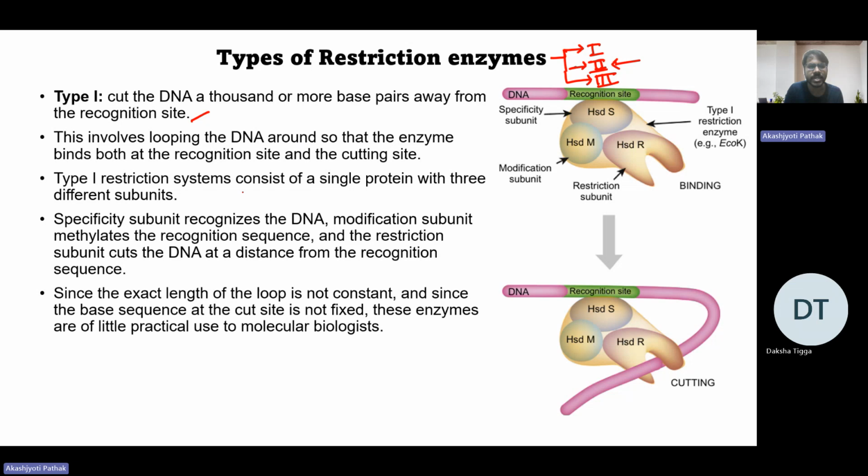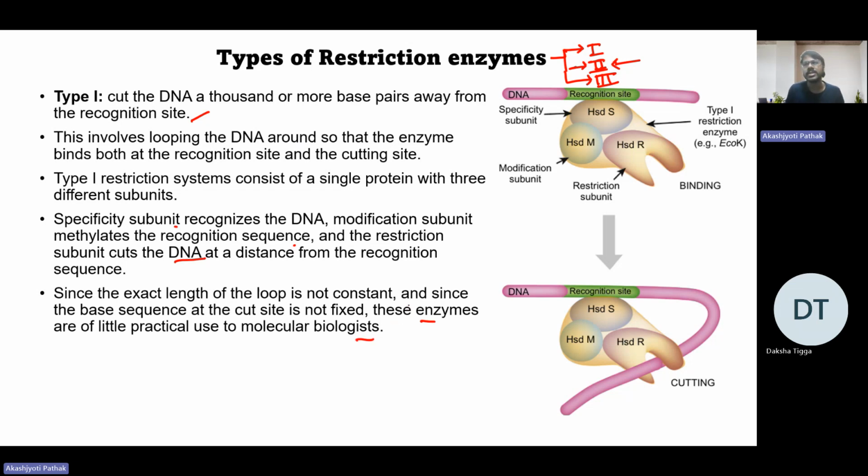Now the type 1 restriction system consists of a single protein with three different subunits. So this is a single protein, but it has three different subunits, HSDS, M, and R. The specificity subunit recognizes the DNA. The modification subunit will methylate the recognition sequence, and the restriction subunit cuts the DNA at a distance from the recognition sequence. Since the exact length of the loop is not constant, and since the base sequence at the cut site is not fixed, these enzymes are of little practical use to molecular biologists.